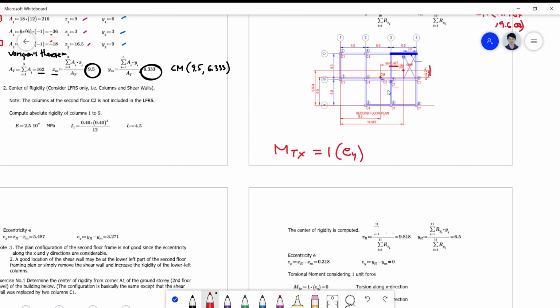Okay, so if we are going to compute the torsional moment on the basis of a 1 kilonewton shear force here, so this is your 1 kilonewton, and you have also a shear force here of 1 kilonewton. Okay, so your torsional moment in the x direction, that is the earthquake force in the x direction, is 1 times EY, or simply 3.271. And for your MTY, you get 1 times EX, which is equivalent to 6.487. Okay?